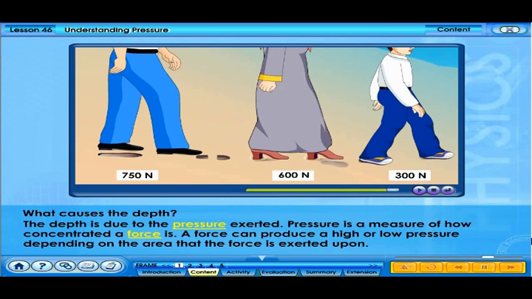Pressure is a measure of how concentrated a force is. A force can produce a high or low pressure depending on the area that the force is exerted upon. A normal force exerted on a smaller surface area will result in a higher pressure.